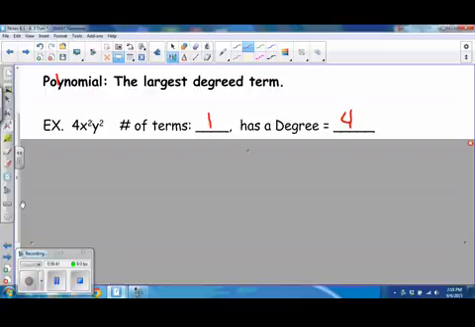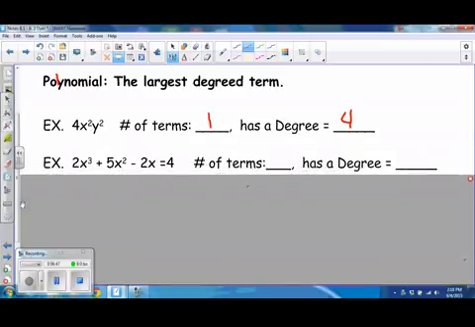In the degree, we just put 4? You just put 4. Next example. 2x to the third plus 5x squared minus 2x equals 4.